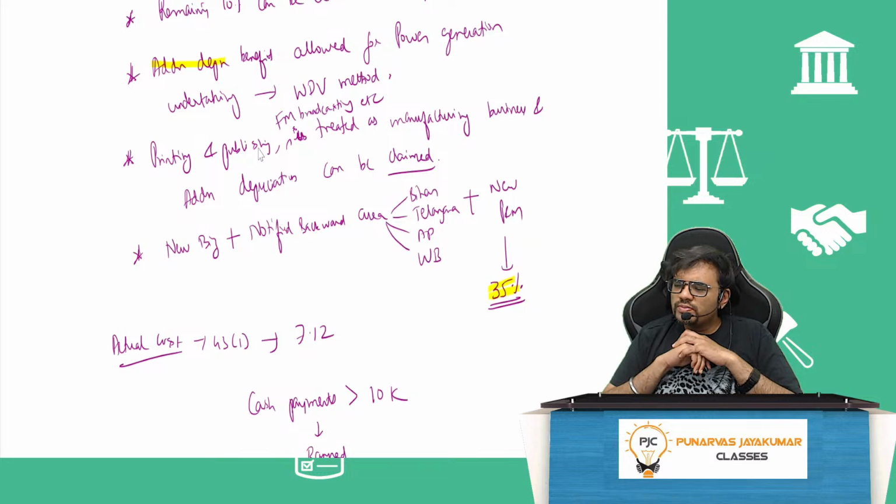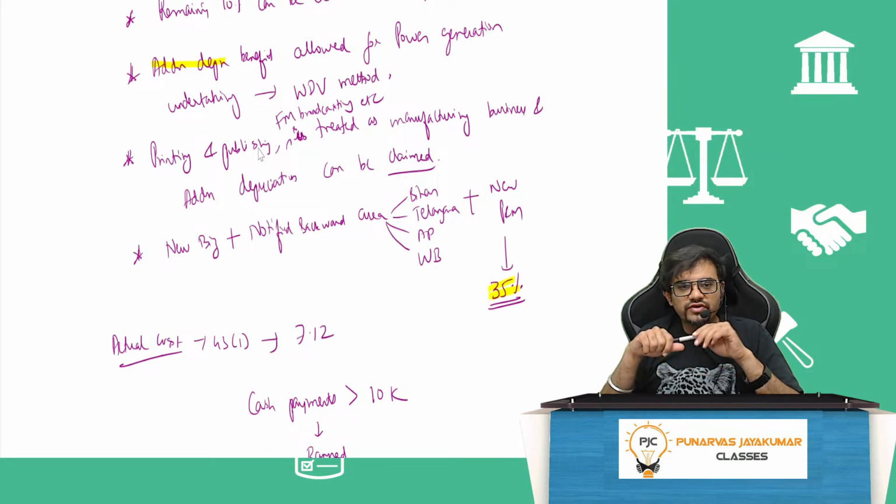But if it's a new business in a notified area of Bihar, Telangana, Andhra Pradesh, West Bengal, 20% is replaced by 35%.